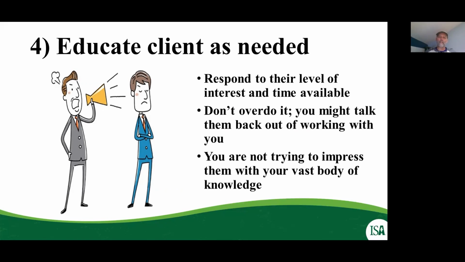So don't overdo it. You might talk them back out of working with you, because the goal here is not to try to impress them with your vast body of knowledge. It's just to speak to the level where they are. Sometimes you get people who are doctors, engineers, very technical people. You can geek out with them all day. Or other folks, you just have to scale what you're talking about to meet them where they're at.